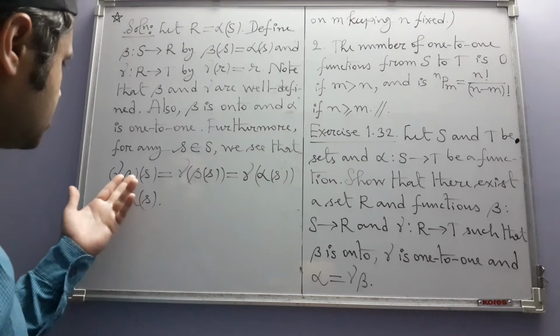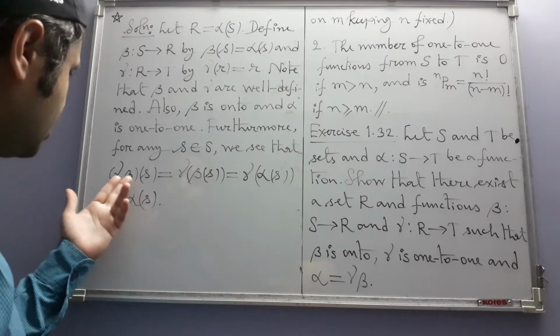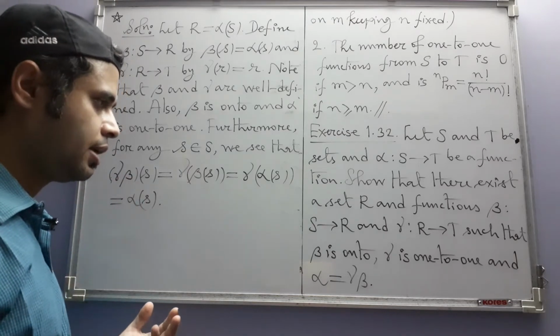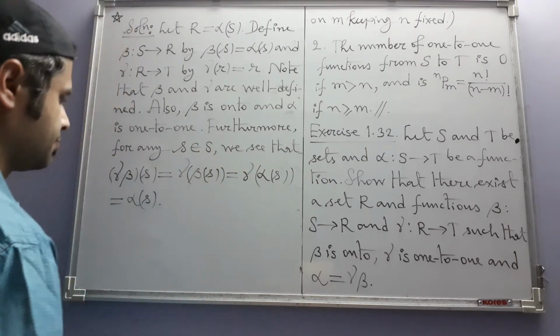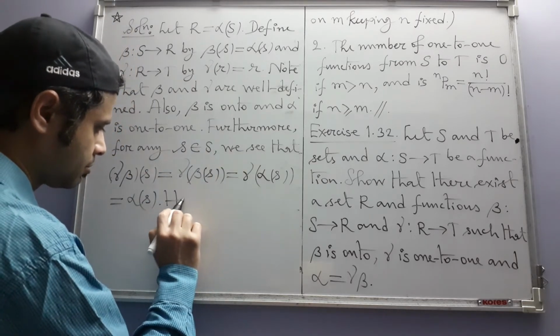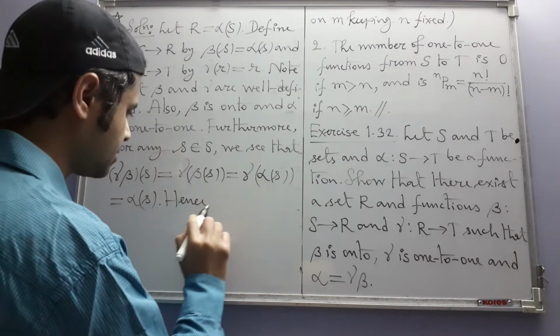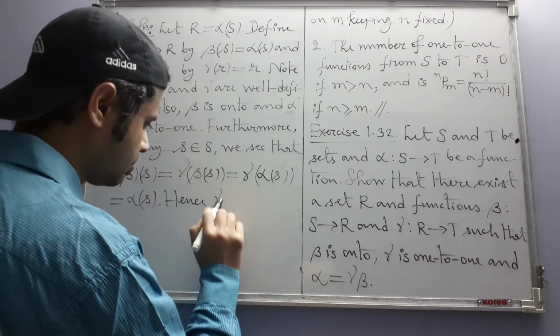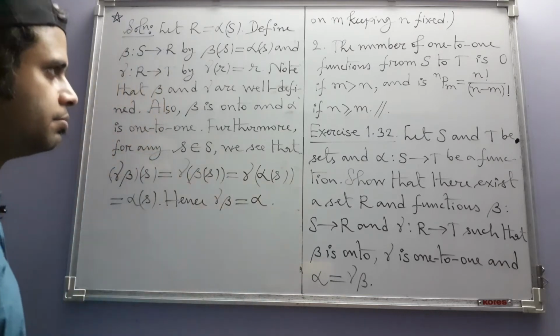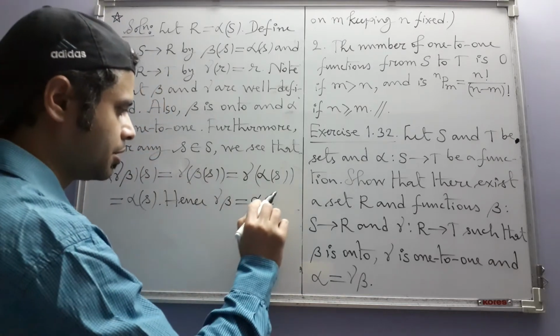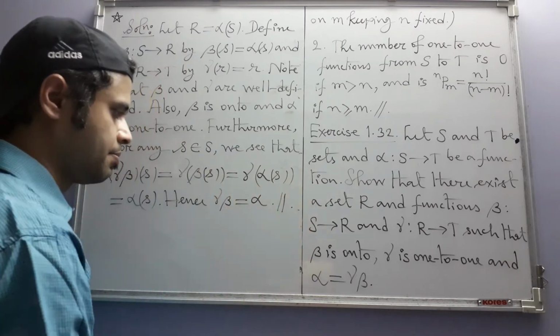So that means the functions alpha and gamma beta have the same effect on every element of capital S. Hence, the functions are equal. So that completes the solution.